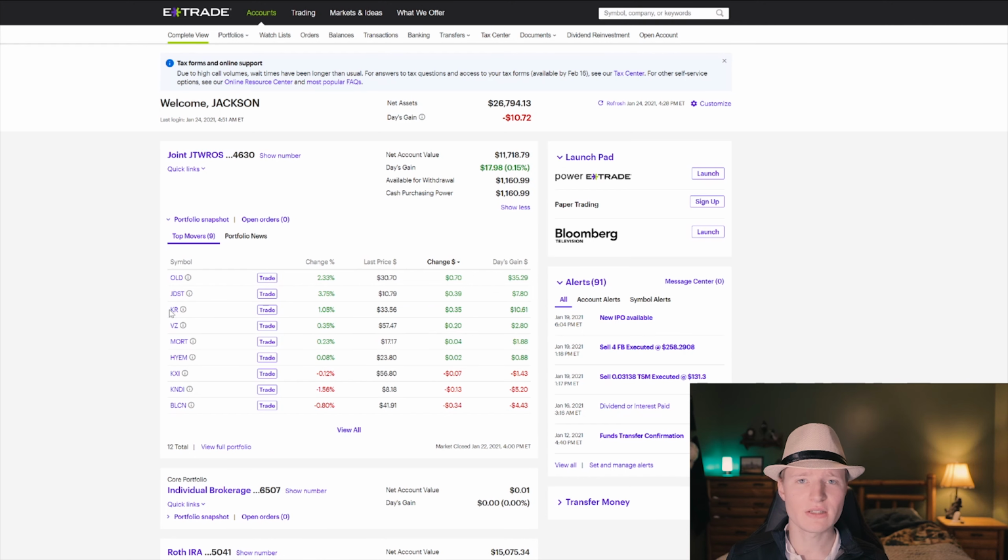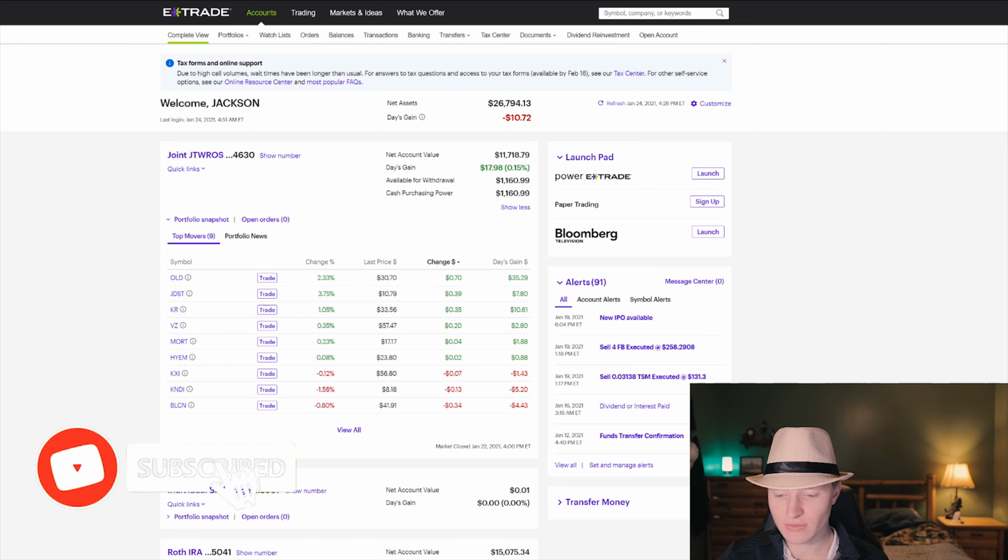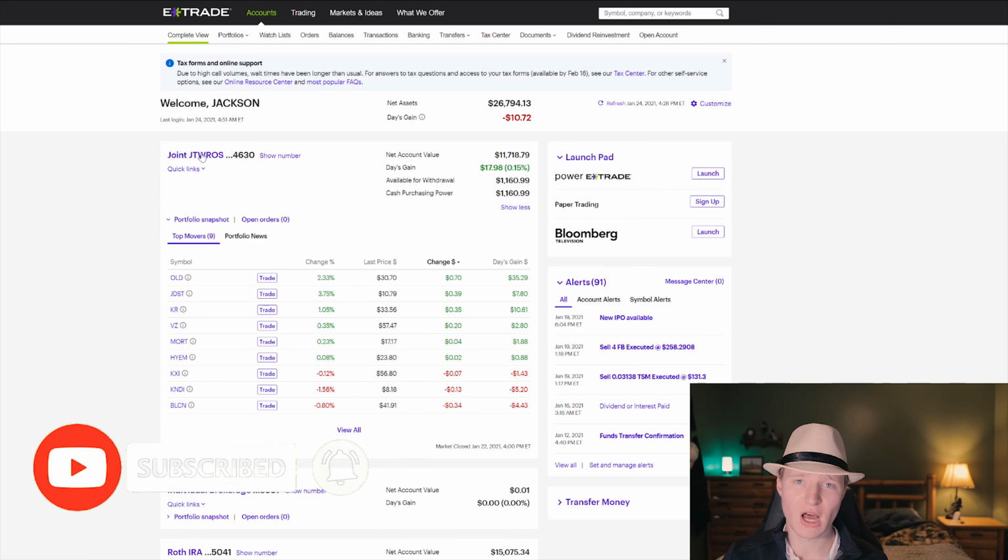So as you can see, this is the screen it will bring you to after you log on. It will tell you your assets, net assets, how much you have, the day gains between all of your accounts, and then the different account types. Right now, I have three accounts with it. I had an individual brokerage, which was a core brokerage where it was automated investing.